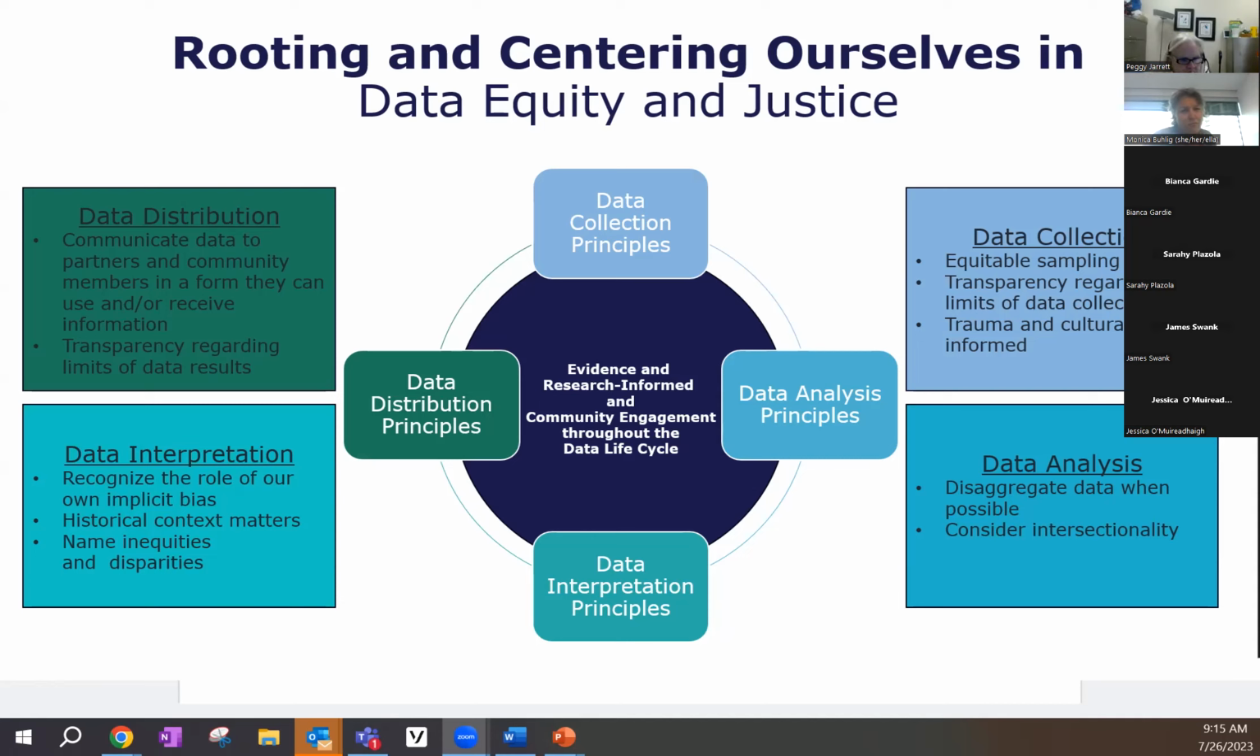And I want to start at that circle in the middle there, about being evidence and research informed and having community engagement throughout the data lifecycle. Let's talk a little bit about what those both mean. When we talk about being evidence and research informed, we recognize that we're informed by data, research, and evidence, but we're not limited to them. We really want to expand that definition to include qualitative data and to ground data in the context of history, current events, and individual stories.